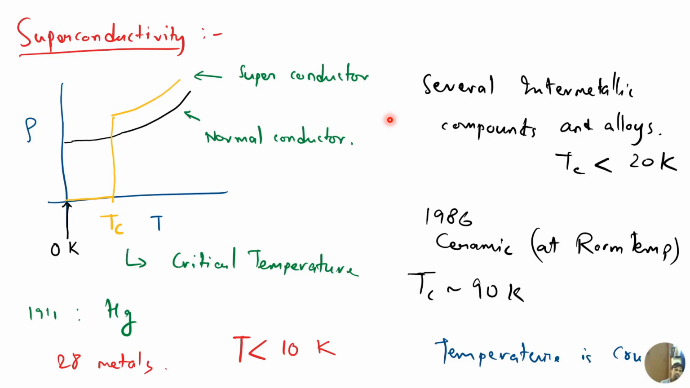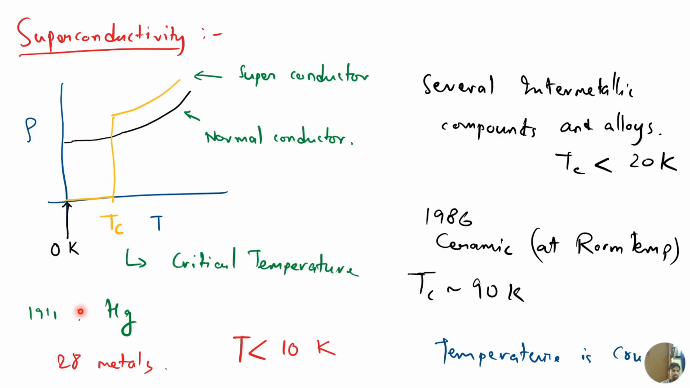Now let us talk about another phenomenon called superconductivity. It is a phenomenon in which you look at the resistivity with respect to temperature. In a normal conductor, if you lower the temperature, the resistivity will decrease and saturate to a value based upon the impurity content of that material. But in certain materials, as you decrease the temperature, there comes a temperature at which the resistivity suddenly drops to 0, and it stays 0 from there down to 0 Kelvin. That temperature is called the critical temperature.